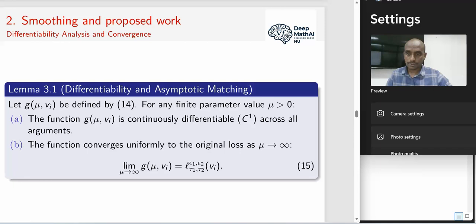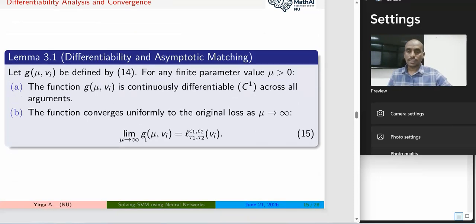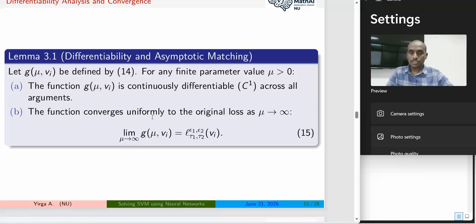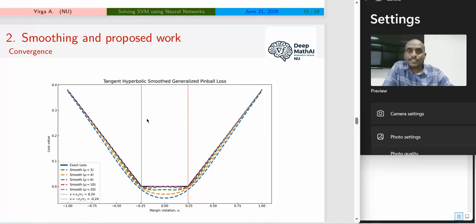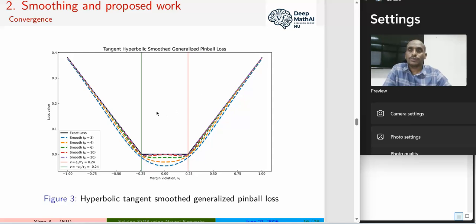So we have these two properties, and we have proved them. One is the differentiability of the approximation, and the second is whether it really approximates: how does the candidate approximation approach the actual generalized pinball loss function? We have proved these two concepts, and this is the visualization of the smoothing and the original generalized pinball loss function.